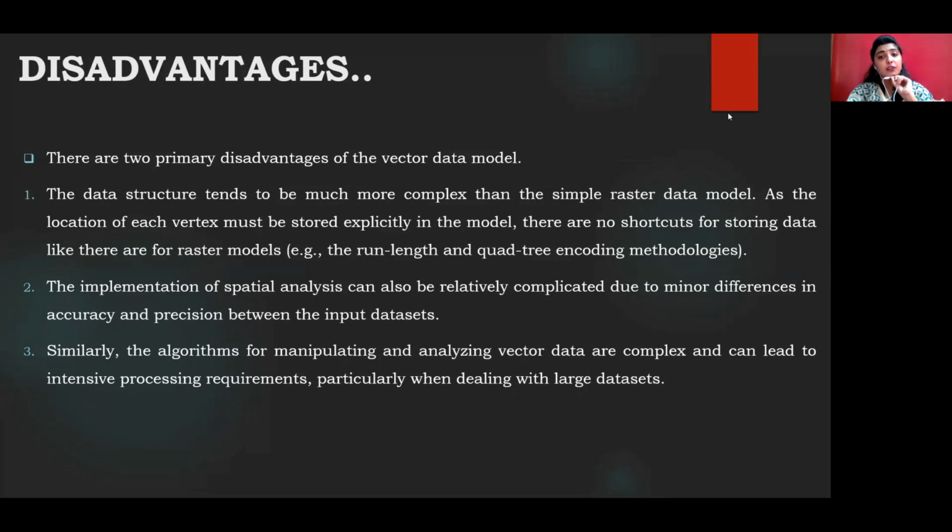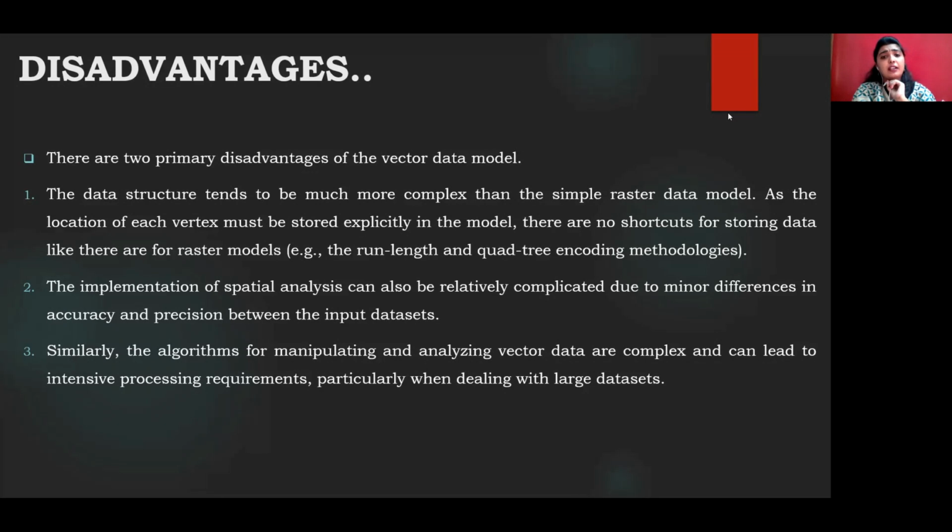Apart from the advantages, it also has certain disadvantages. It has two primary disadvantages. One being the data structure tends to be more complex than the simple raster data model, as the location of each vertex must be stored explicitly in the model. There are no shortcuts for storing data like there are for raster models. To put it very simply, there are no shortcuts for storing the data. It is elaborate and you have to go through that process.